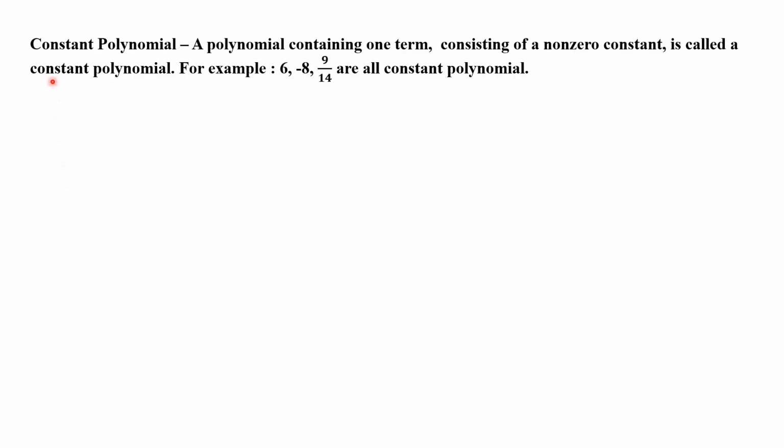Now next we will see what is a constant polynomial. So as the name suggests constant, it means it won't have any variable. So a polynomial containing one term consisting of a non-zero constant, the constant should not be 0, is called a constant polynomial. For example, 6, minus 8, 9 by 14. They all are constant polynomials. And the degree of a non-zero constant polynomial is 0.